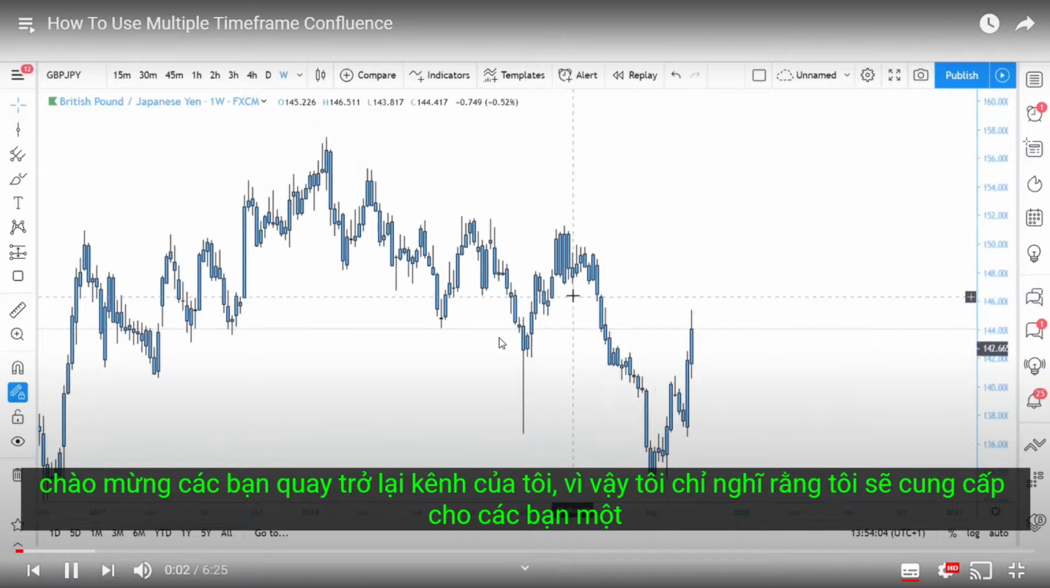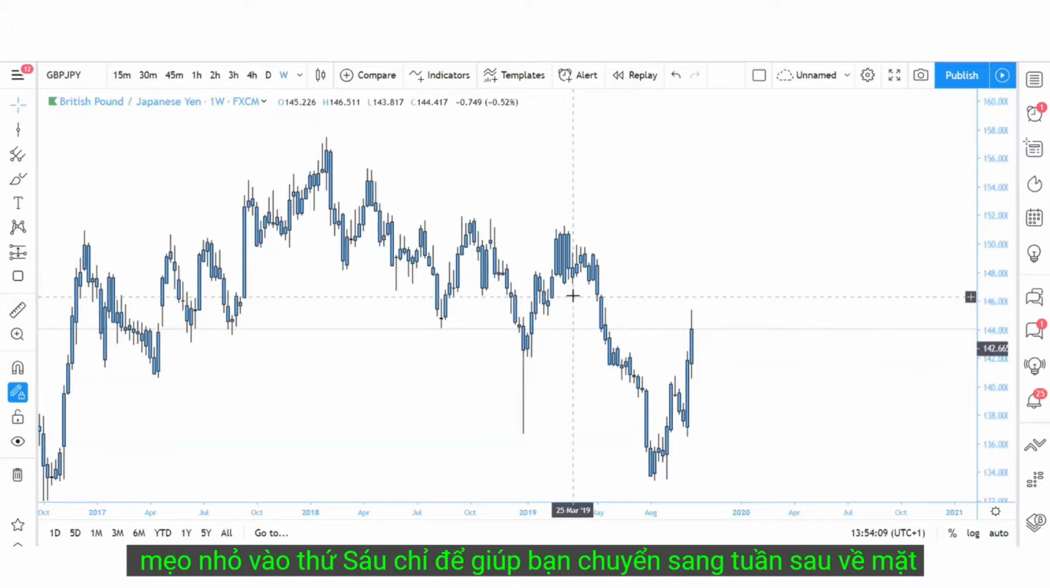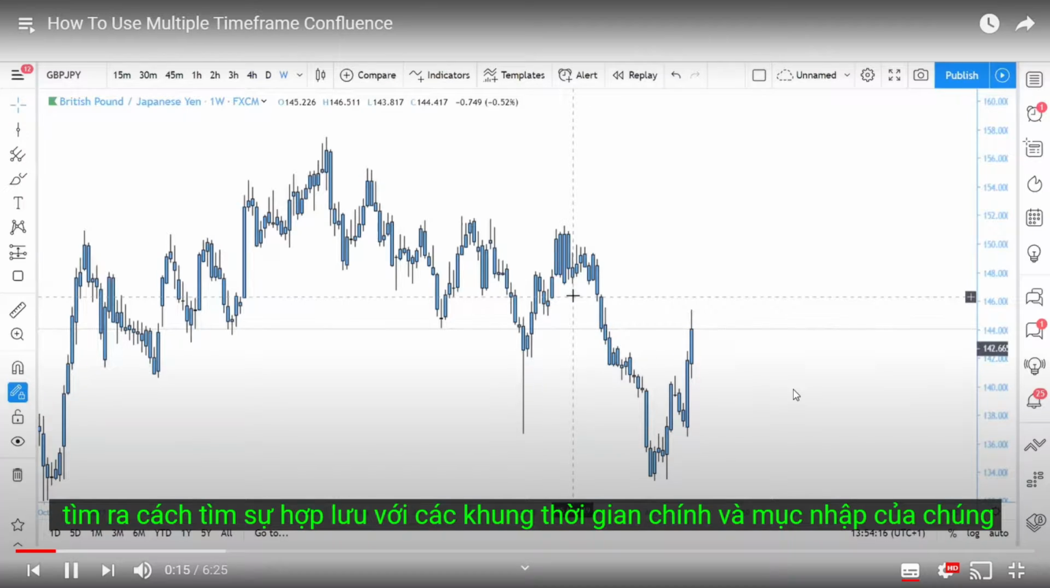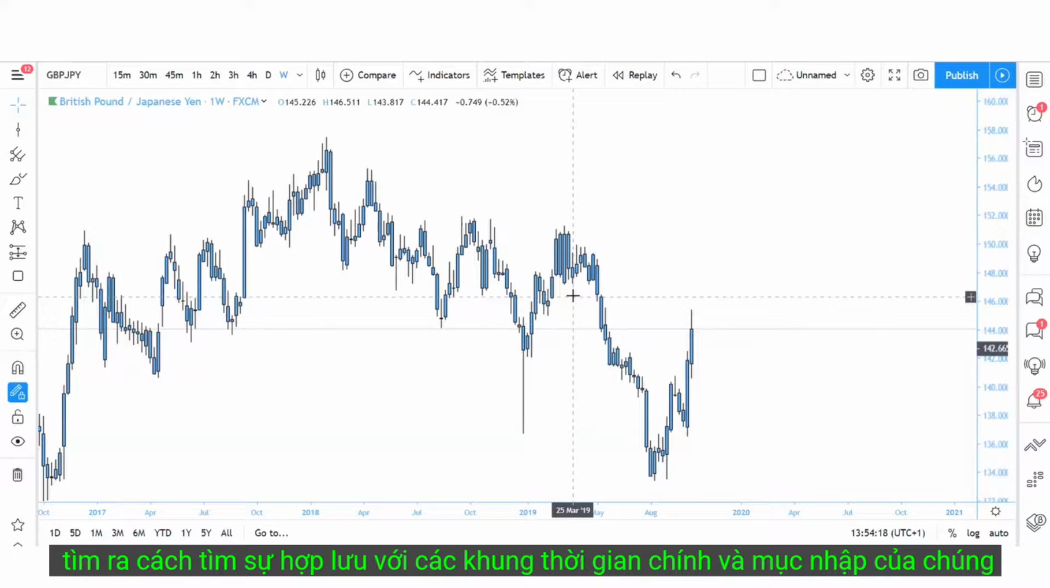So I just thought I'll give you just a little tip on Friday just to help you out moving forward to next week in terms of your higher time frame analysis. Now, a lot of people find it very difficult to figure out how to find confluence with their key time frames and their entry time frames.